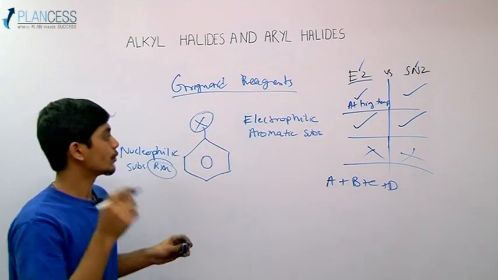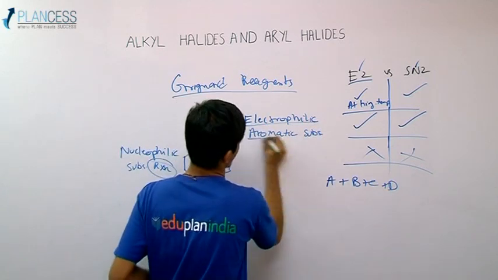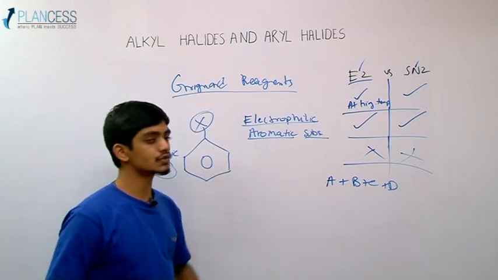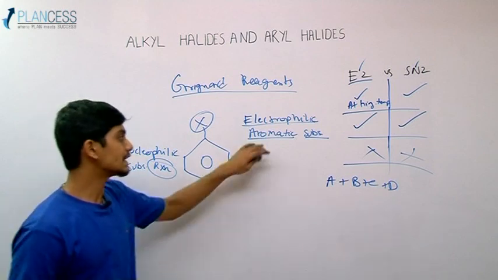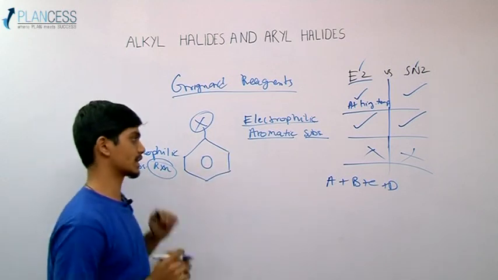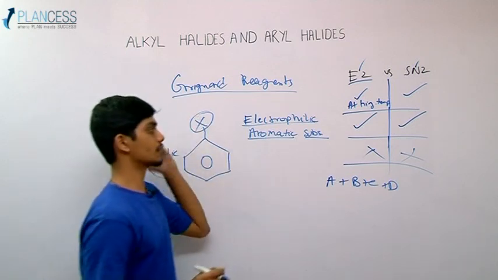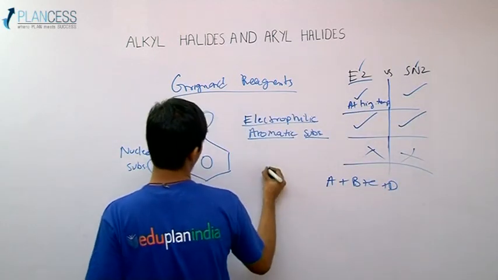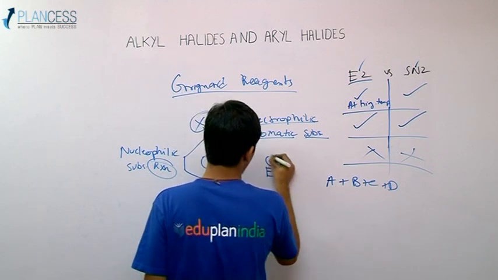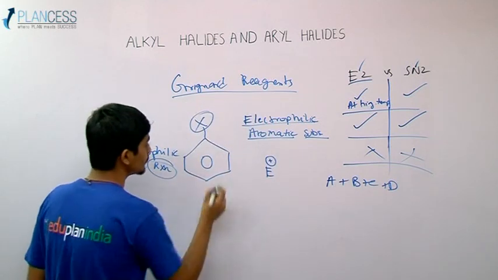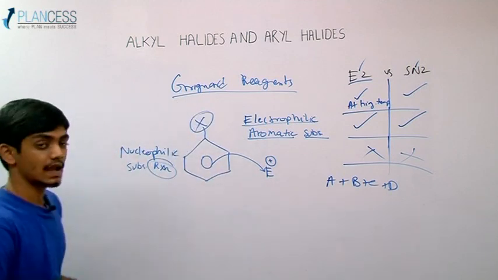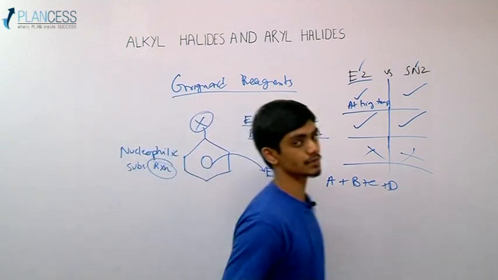Fine. What is the meaning of electrophilic aromatic substitution? The meaning of this is substitution is taking place. It is aromatic in nature because we have an aromatic compound. What is the meaning of electrophilic? Electrophilic means that if there is an electrophile available, then this benzene ring can donate the electrons into this electrophile and there can be some kind of substitution.